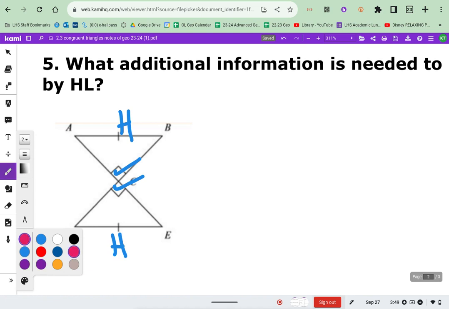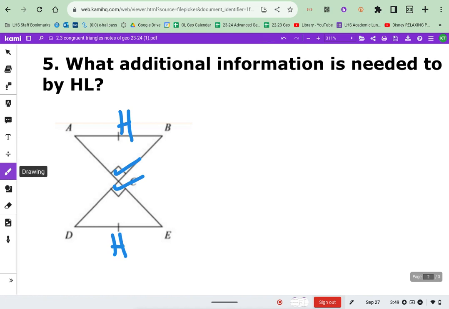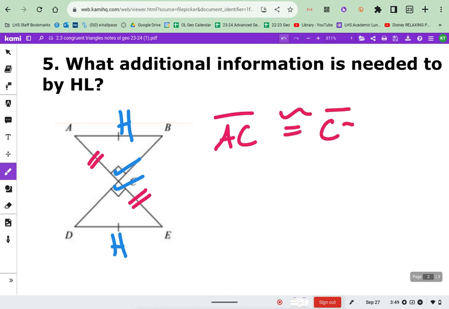So it doesn't matter which leg we pick. I'm just going to pick this one and this one. I could have picked this one and this one, but I just decided to. I could have picked these two, but I'm just going to go with these two. And say if we knew that AC is congruent to CE, then we can prove it by hypotenuse leg. We already have the hypotenuse, and then we would have the additional leg.